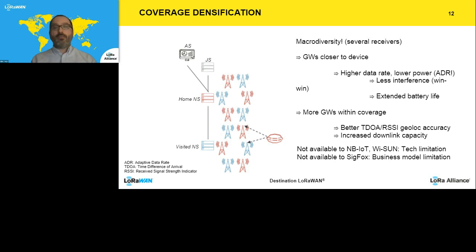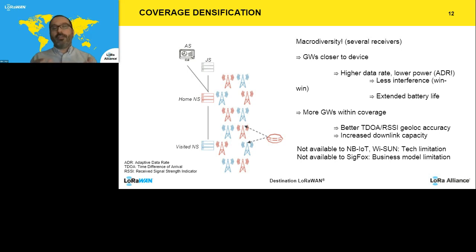And then once we have more base stations or more LoRaWAN gateways being able to demodulate uplink frames, now we can use another great feature of LoRaWAN, the so-called geolocation, where by using time difference of arrival and also received signal strength indicator, we're able to locate the end device without having to resort to a GPS or Wi-Fi fingerprinting or Bluetooth beaconing.